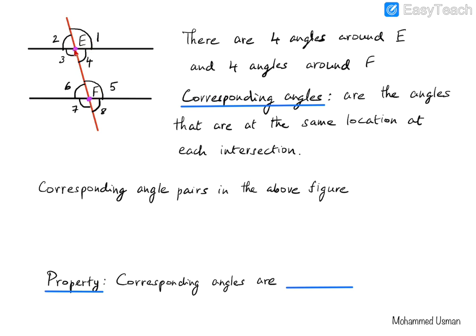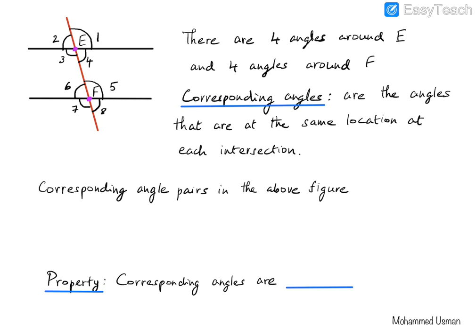That means angle 1 is lying to the right side of the transversal and above the parallel line. Similarly, angle 5 is lying on the right side of the transversal and above the parallel line. So angles 1 and 5 are corresponding angles. Similarly, angles 2 and 6 are corresponding angles because angle 2 is on the left side of the transversal and above the line, and angle 6 is also on the left side of the transversal and above the parallel line. Similarly, angle 3 and angle 7 are corresponding angles, as well as angle 4 and angle 8. So there are four pairs of corresponding angles.